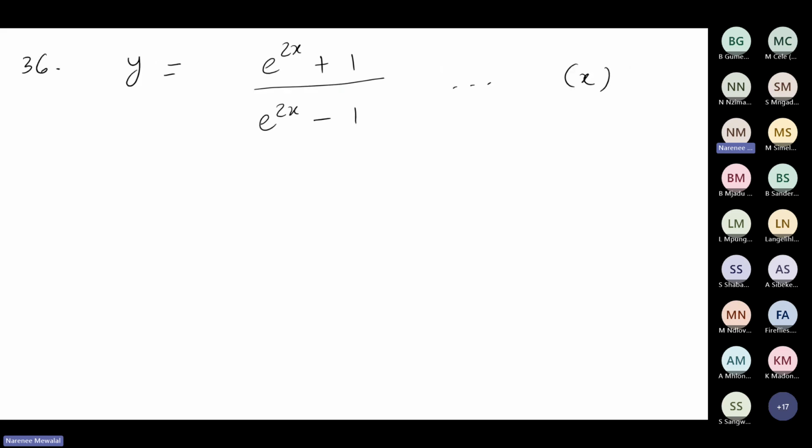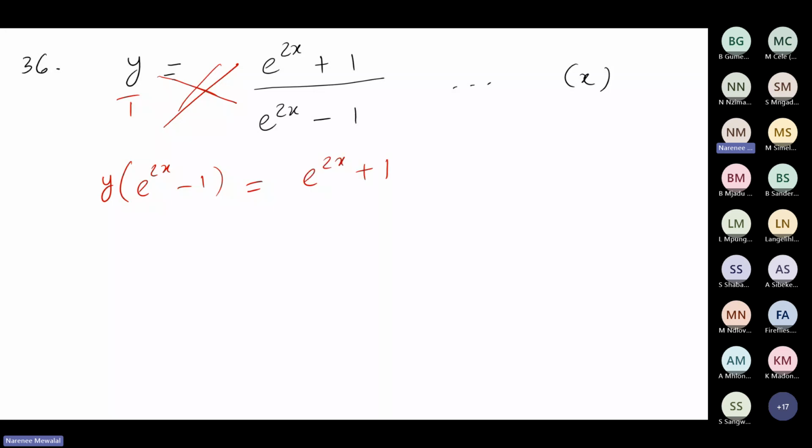Okay, question 3.6, you've got y is equal to (e to the 2x plus 1) over (e to the 2x minus 1). And we want to solve for x. So we've got to bear in mind that this is really y over 1. The best way to get rid of fractions in this case is to multiply across. So you're going to get y times (e to the power 2x minus 1) if I multiply across this way, and when I multiply across this way you're going to get e to the power 2x plus 1.